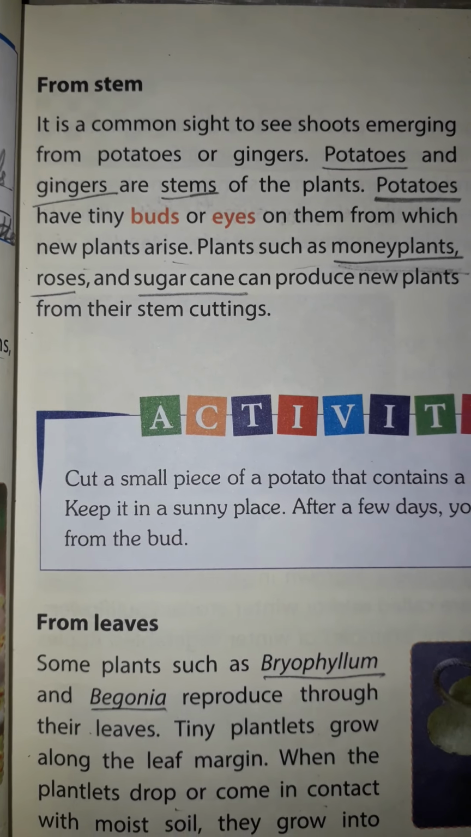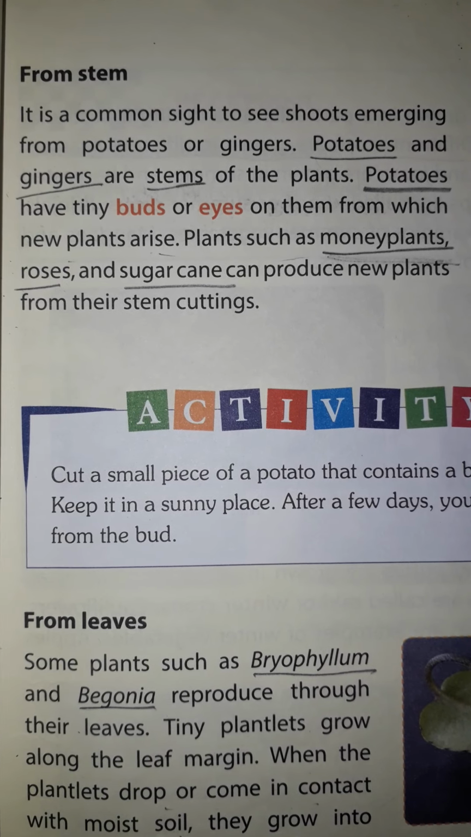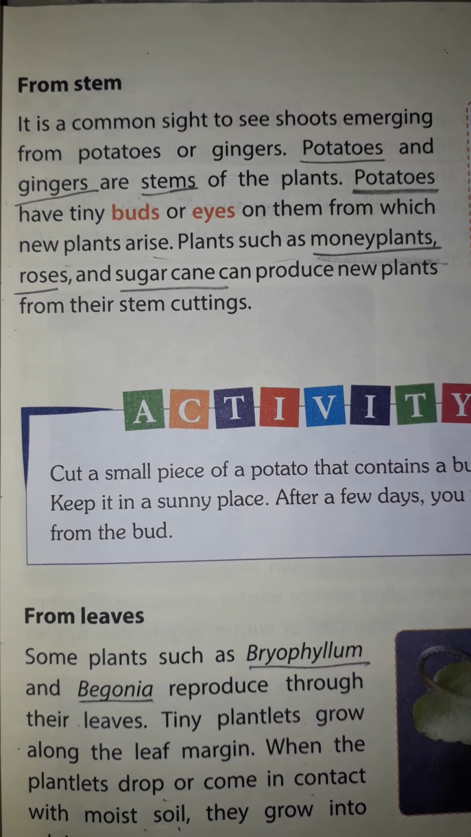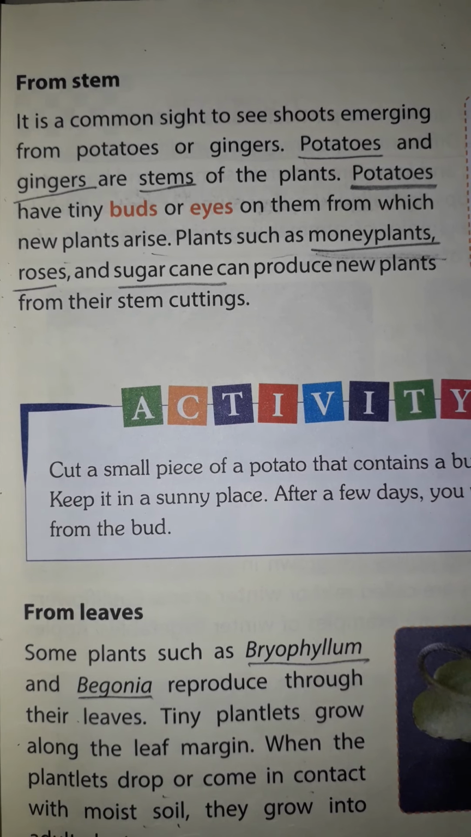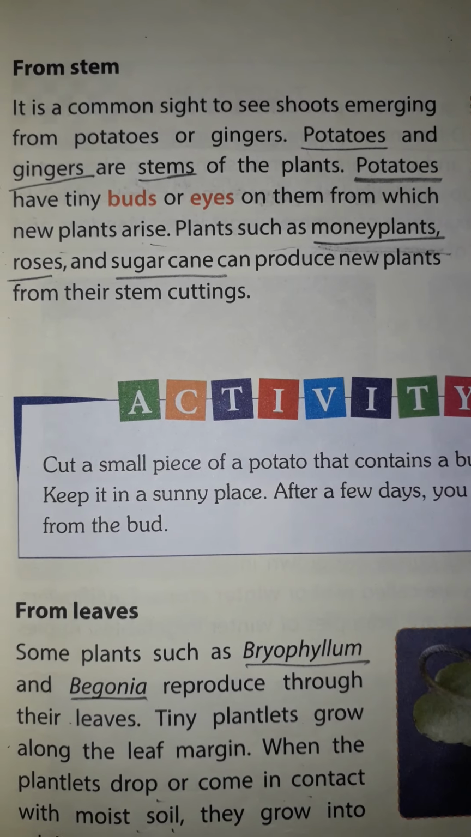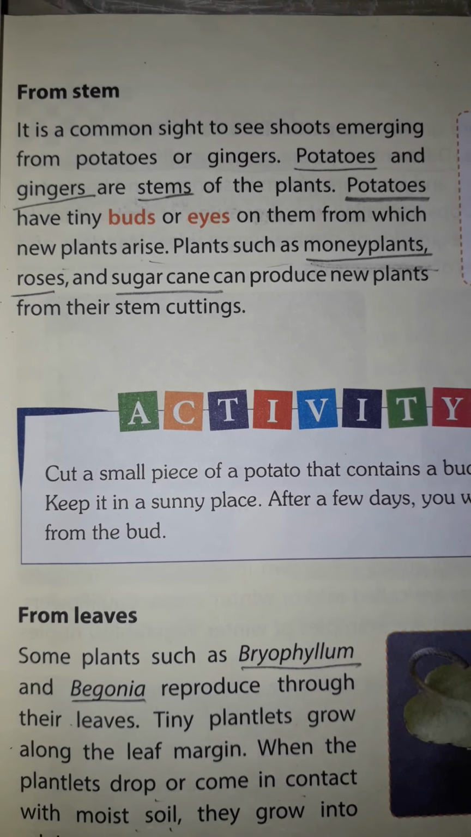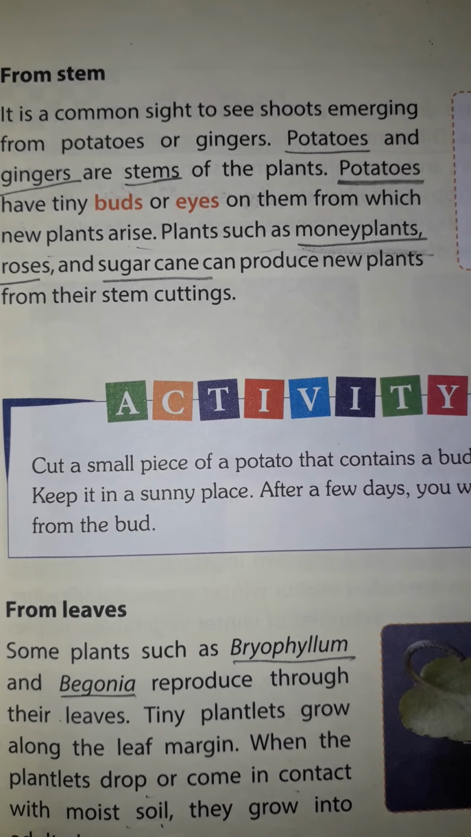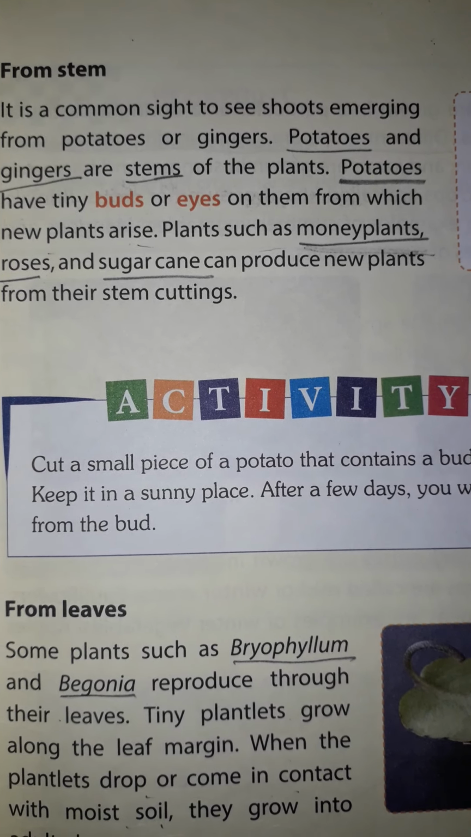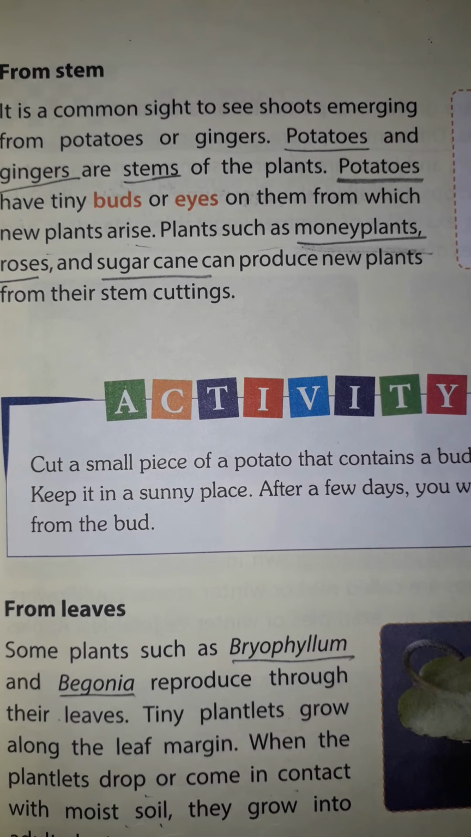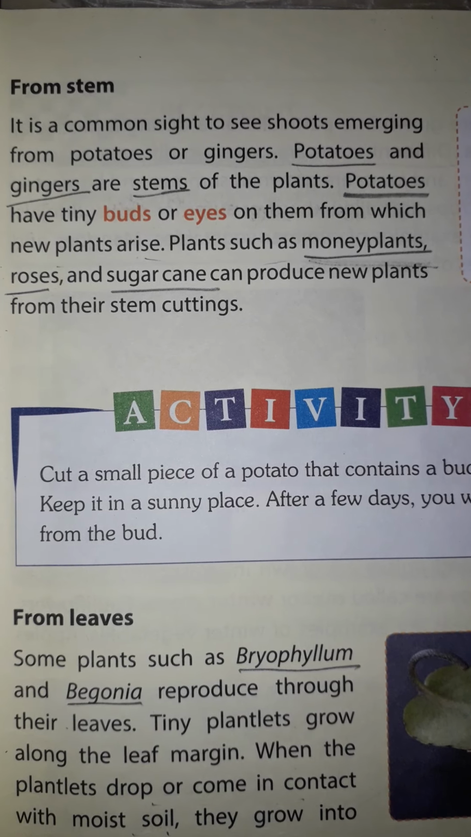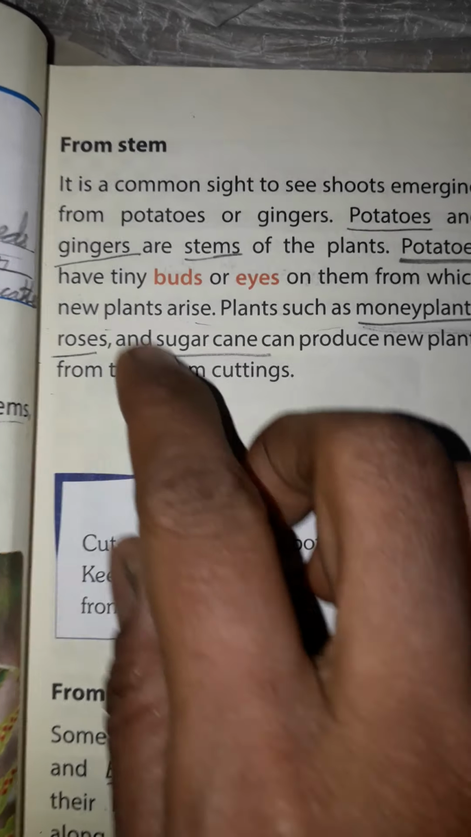Some more examples: rose plant and money plant. You know very well about the money plant. Most of you have a money plant at home. How will you get a new money plant? Do you put seed? No. Just cut the stem and place it in one pot. It will grow a new plant, isn't it? So sugar cane, potato, money plant, ginger, rose also reproduce from their stem.